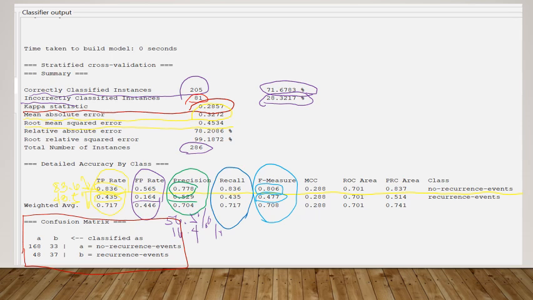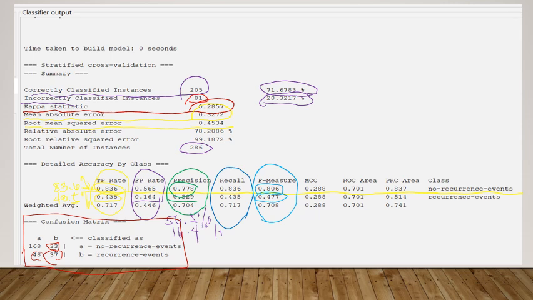So to interpret our matrix, we have 168 instances that were correctly classified as no recurrence events. And then we have 33 instances of no recurrence events that were misclassified as recurrence events. And then next we have 48 instances that were correctly classified as recurrence events. And then we have 37 instances of recurrence events that were misclassified as no recurrence events. So the confusion matrix provides a breakdown of how each class was classified, highlighting the model's strengths and weaknesses in identifying each class. The higher number of correct classifications for no recurrence events suggests that the model performs better for this class than for recurrence events.